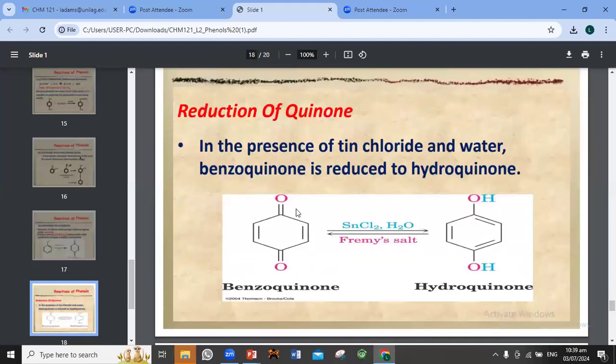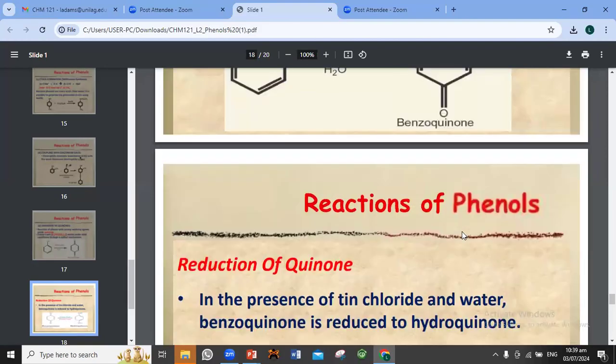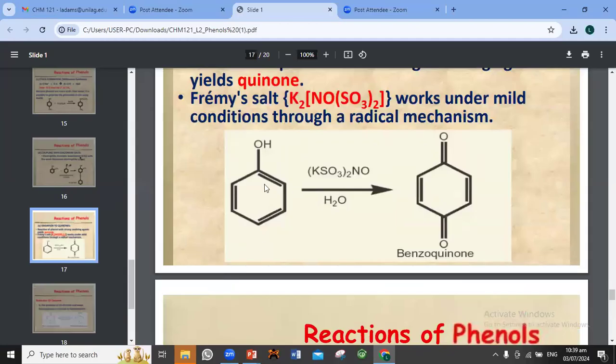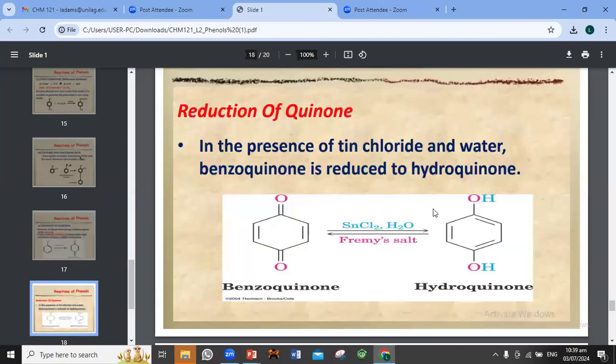When you get the quinone, you can actually reduce it using tin chloride in water. It reduces the keto groups into hydroxyl groups. So you can go from benzoquinone to hydroquinone. And what's the scheme again? You take phenol, you oxidize phenol to benzoquinone, then you can go from benzoquinone to hydroquinone.